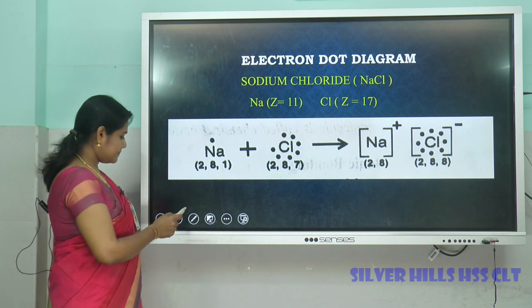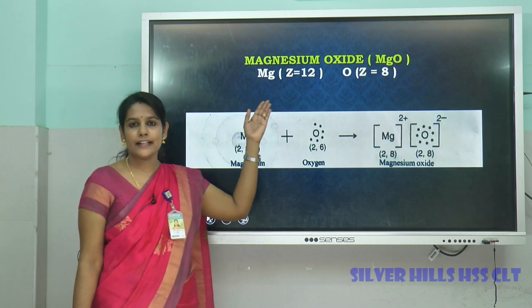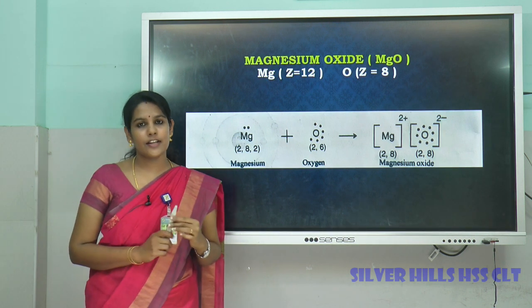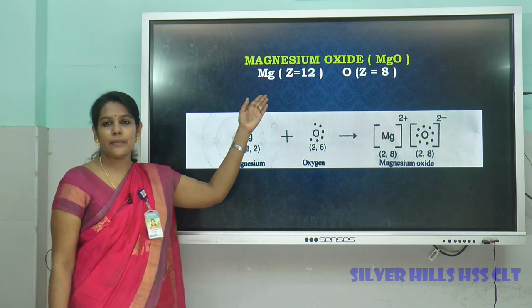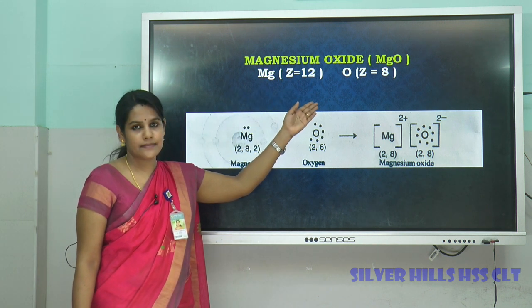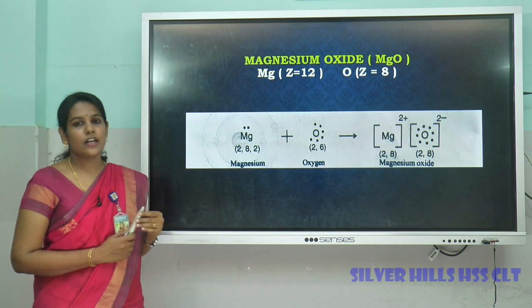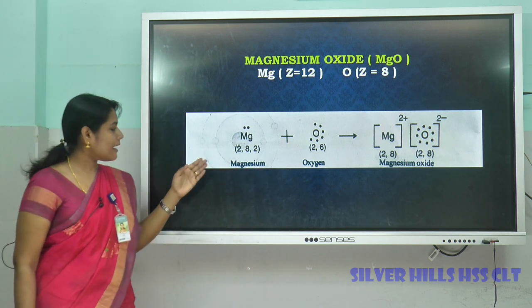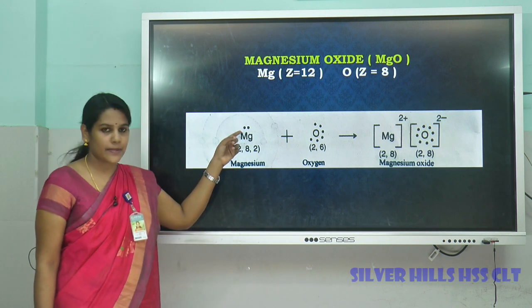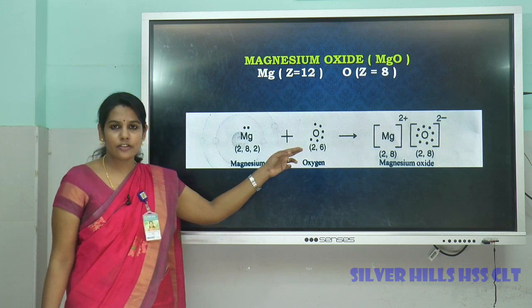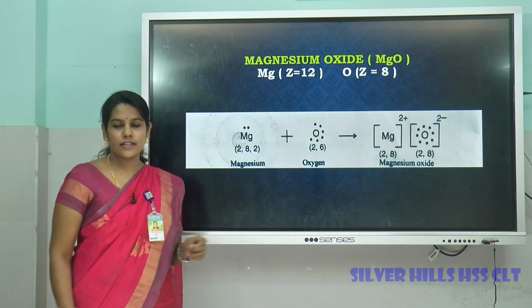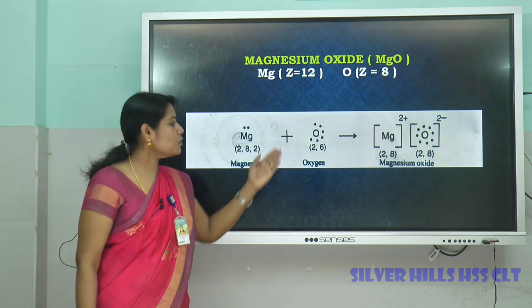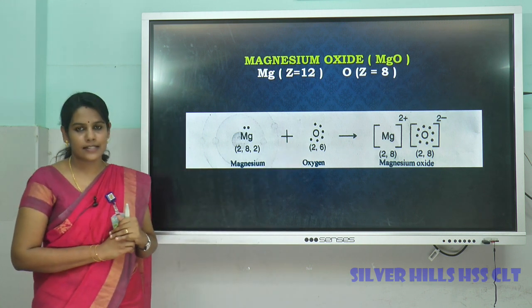Now, the second example is magnesium oxide. In the magnesium oxide molecule, we have one magnesium atom and one oxygen atom. Magnesium's atomic number is 12 and for oxygen it is 8. The electronic configuration of magnesium is 2, 8, 2 and for oxygen it is 2, 6. That means in the outermost shell of magnesium we have 2 electrons, and in oxygen we have 6 electrons, and you can see 6 dots around this oxygen. In order to attain stability, magnesium transfers 2 electrons in the outermost shell to oxygen. As a result, both of them will attain stability.